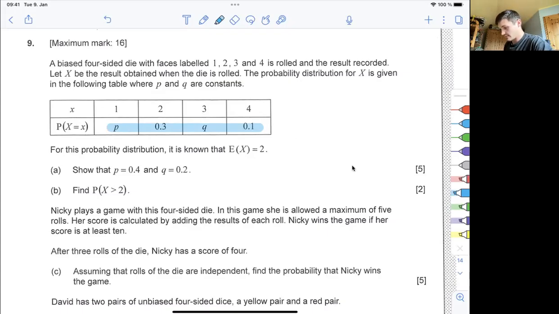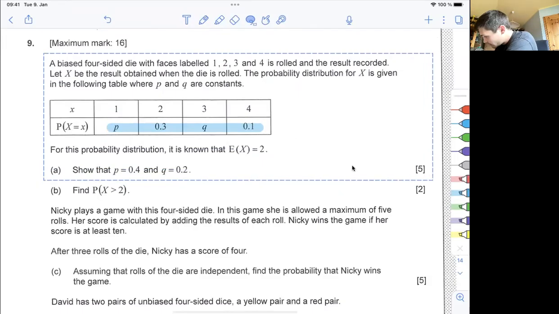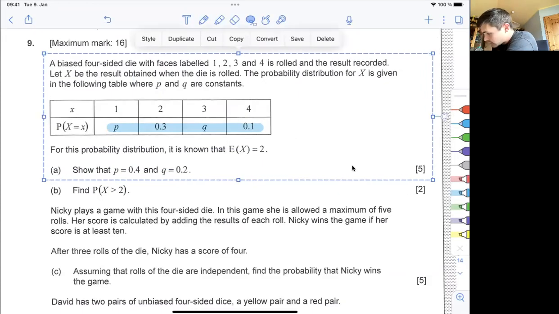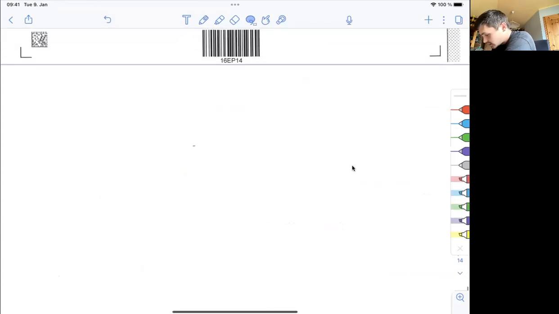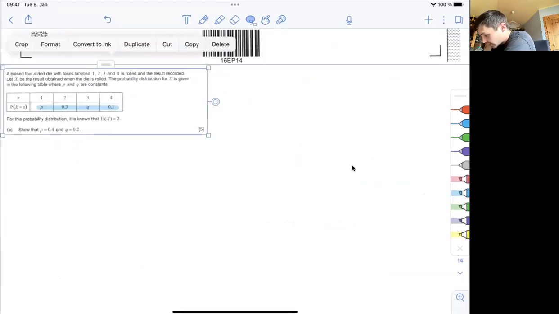So moving on, for this probability distribution, it's known that the expectation of X, so E(X), is equal to 2. Part A asks, show that P is equal to 0.4 and Q is equal to 0.2. And then find... let's just look at part A for now. What we will do is take all this and bring it down to a new page, a bit more room. Okay, cool.